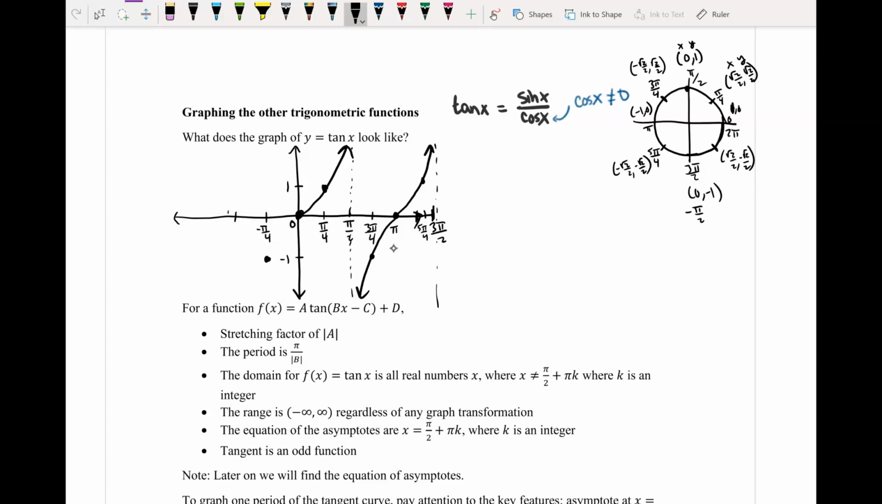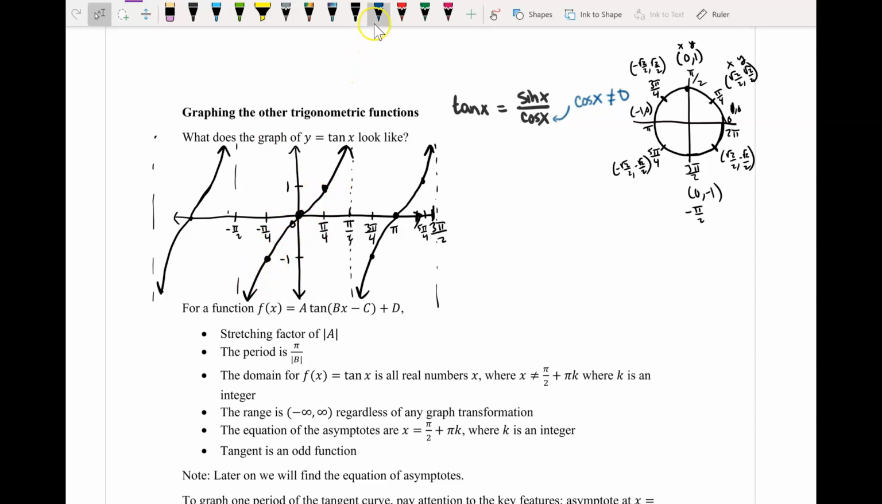Get a little closer. Okay, so essentially what we end up getting is these weird curves. If I were to continue on, you're probably going to get something that looks like this, going upward and then going downward again with another set of asymptotes. So this is basically what the tangent curve is going to look like.